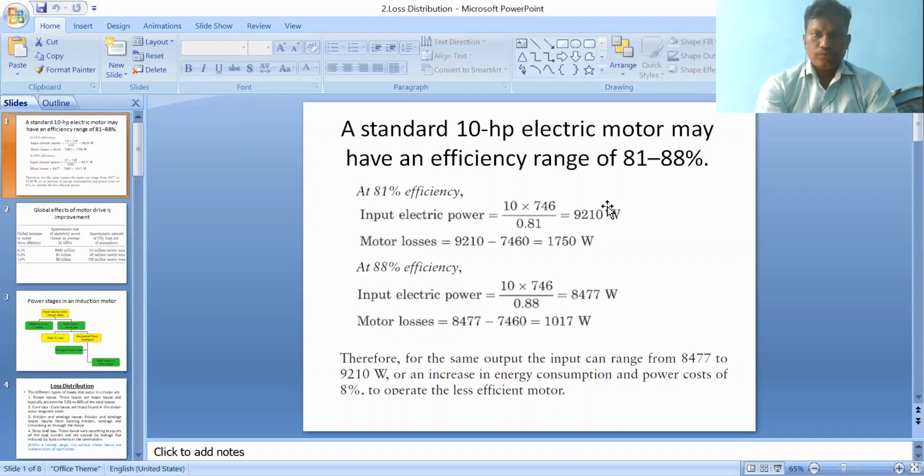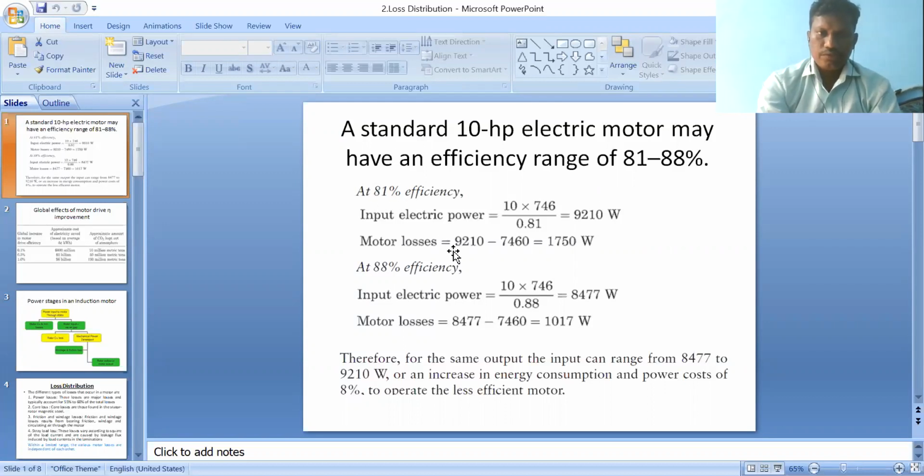How is it produced in different areas, at different rates? So here we take one example. A standard 10 HP electric motor may have an efficiency range of 81 to 88%. So first calculate how much loss can be produced at 81%, then at 88%. From the two cases, what you understood is the concept on this slide.